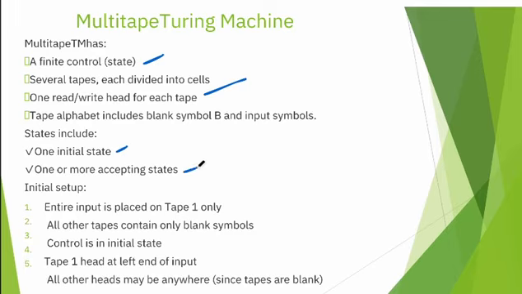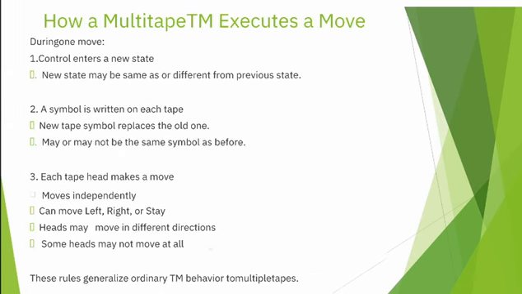How does it start? The entire input is placed on tape 1 and all other tapes initially contain only blanks. So the control starts in the initial state and other heads can be anywhere since their tapes are blank. Multi-tape machines help us do parallel-like operations, making computations faster.